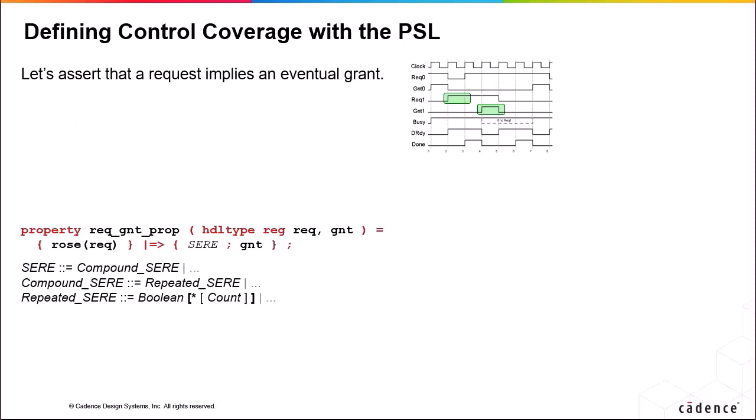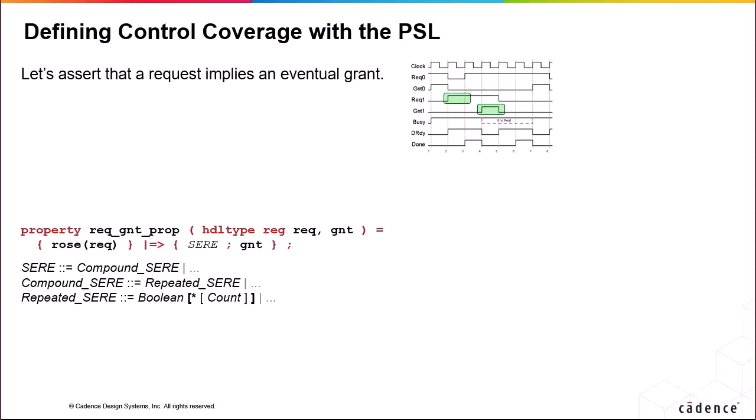Another thing that a sequential extended regular expression can be is a compound sequential extended regular expression. If this is starting to look complicated, just think of these things as many pieces that go together to compose a sequence. Having several different names for the pieces is just a syntactical convention. A repeated sequential extended regular expression is one kind of compound sequential extended regular expression, and consecutive Boolean repetition is just one kind of repetition.